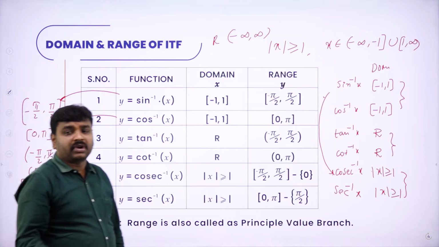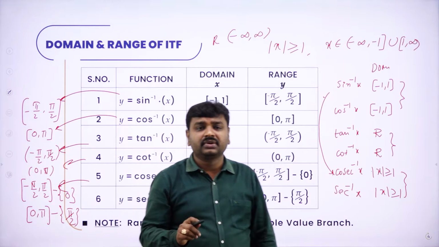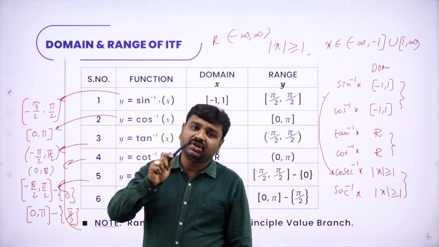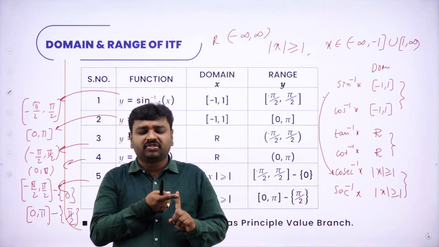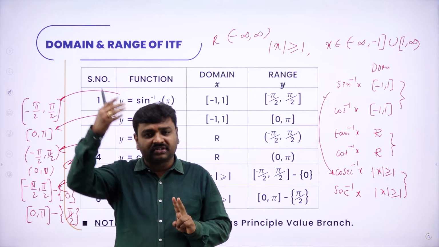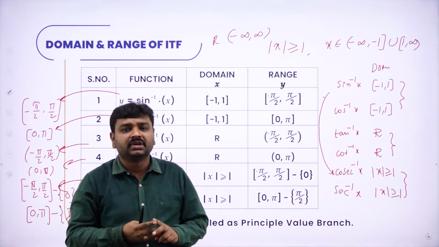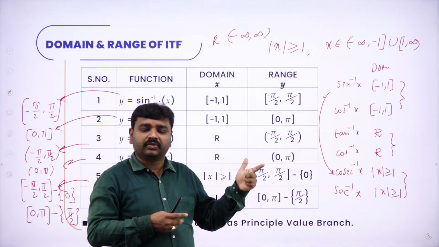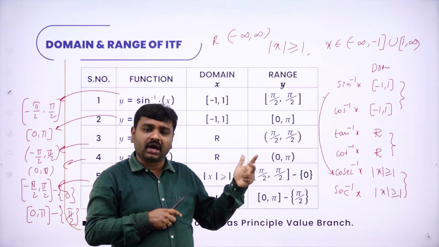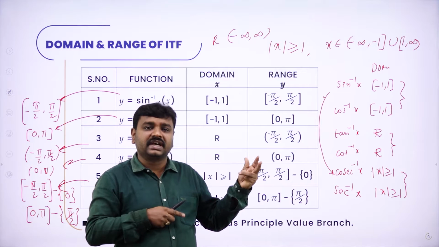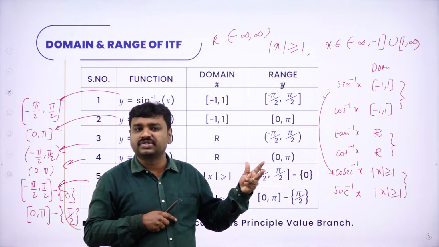So I hope all of you understood this. What I want to say is memorize the values. Once you are thorough with the domain and range, then you can do it. For sin inverse x, the domain is closed interval -1 to 1. First learn all domains, then learn all ranges. What is the domain? -1 to 1 for sin inverse x and cos inverse x. All real numbers for tan inverse x and cot inverse x. Mod x greater than or equal to 1 for secant inverse x and cosecant inverse x.